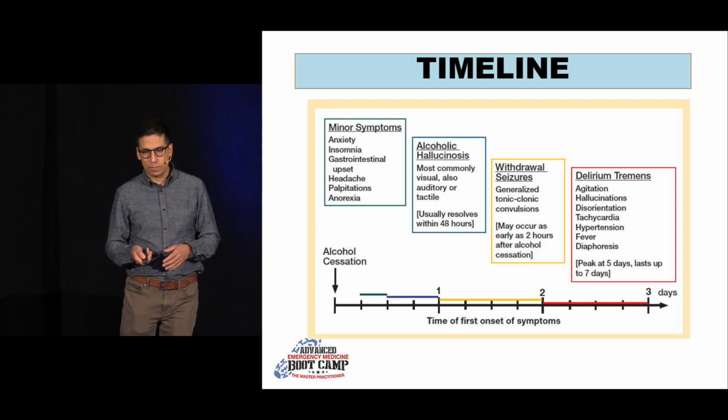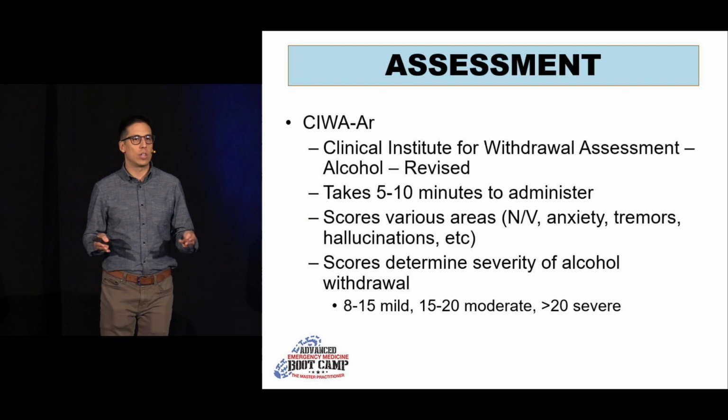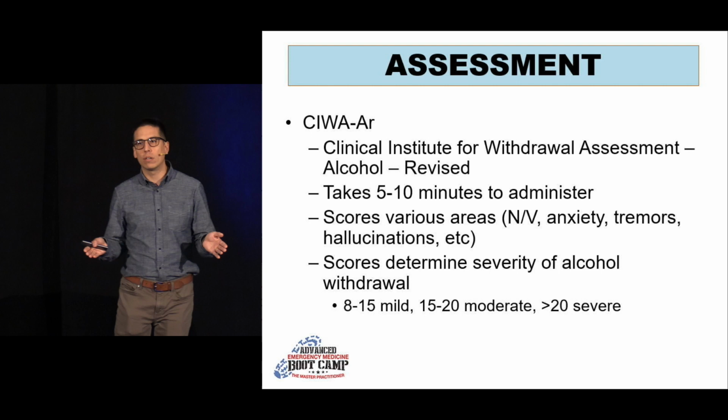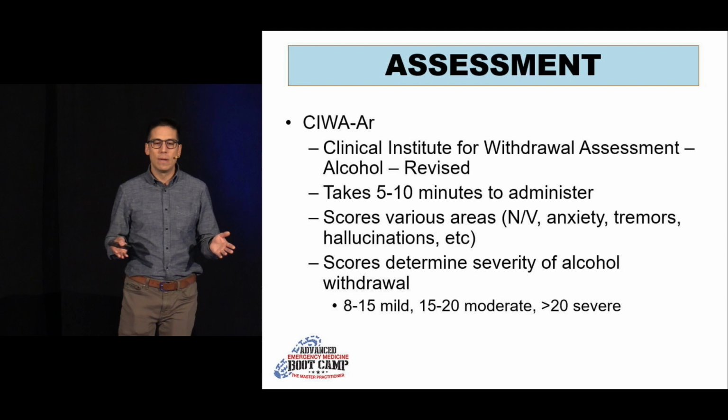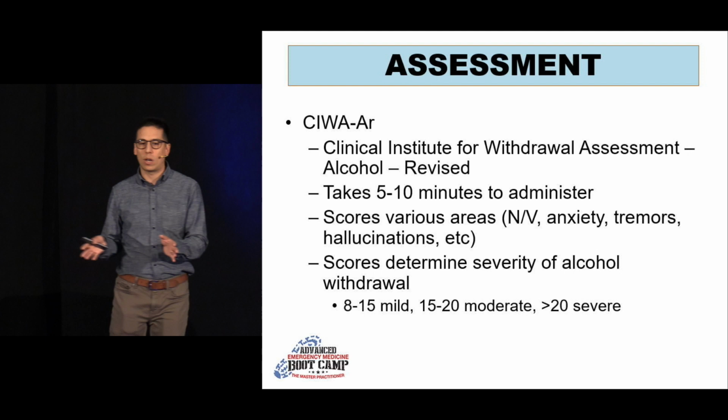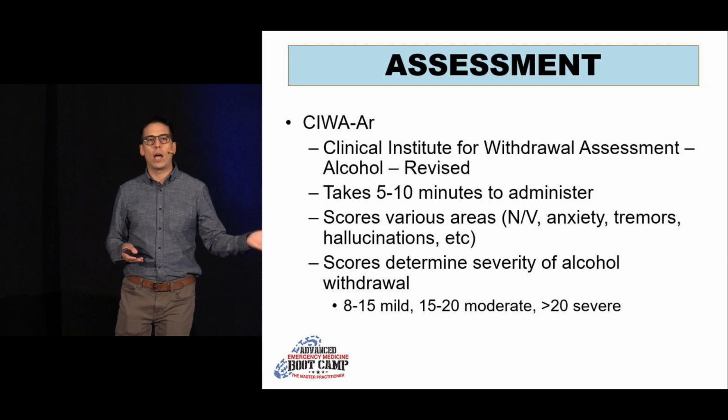All right, so how do you assess for alcohol withdrawal in a sort of intellectually honest way? We all used to do the "I know it when I see it" approach, but there are a number of validated tools that can help us understand how bad somebody's withdrawal is, and one of them is the CIWA-Ar, the Clinical Institute Withdrawal Assessment for Alcohol, Revised. It takes about 5 or 10 minutes. In most places, there's a protocolized administration of this by nurses in the ED and elsewhere in the hospital. The score determines the severity of your alcohol withdrawal. A score of 8 to 15 is mild withdrawal, 15 to 20 moderate withdrawal, and greater than 20 severe withdrawal.